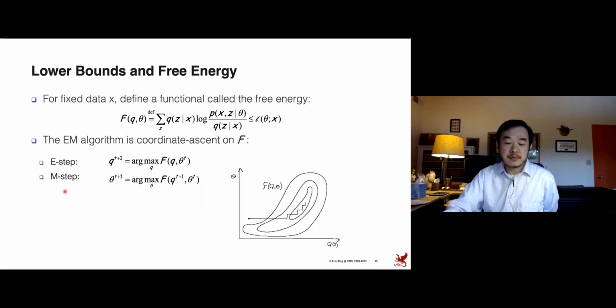Then in the M step, you hold the Q that you just achieved constant, and you maximize F with respect to theta only. This approach is sometimes known as a coordinate ascent approach. Imagine that you plot the loss function F, and your optimization space is Q and theta. Then what's happening in the EM algorithm is that you are going in a zigzag fashion to achieve optimality. So it's a coordinate ascent algorithm over the loss function.